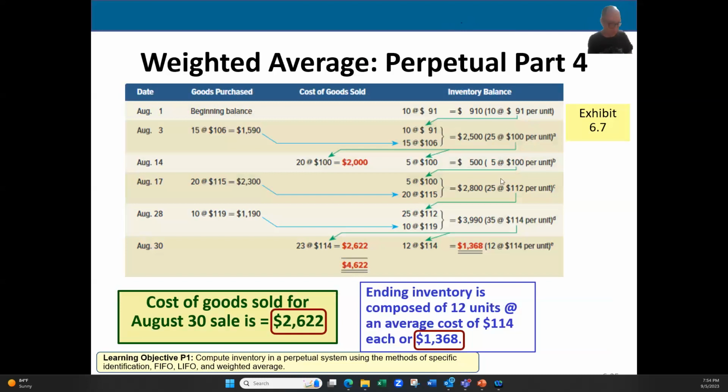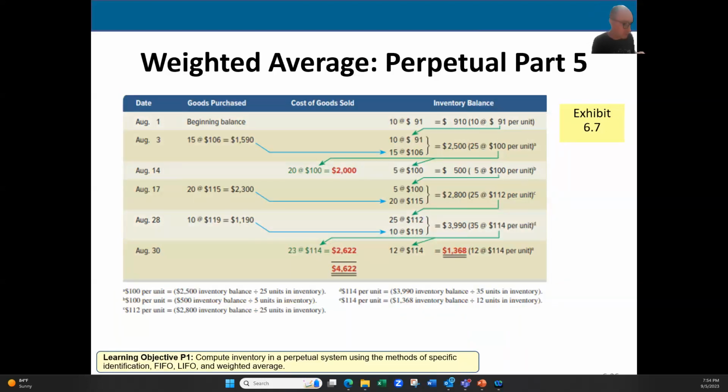August 30th, we sold 23 bikes at $114 per bike, which was our average cost. You can see, of course, the difference with cost of goods sold. Questions on weighted average? Doing okay? One more slide to this part, I think. Questions on weighted average?